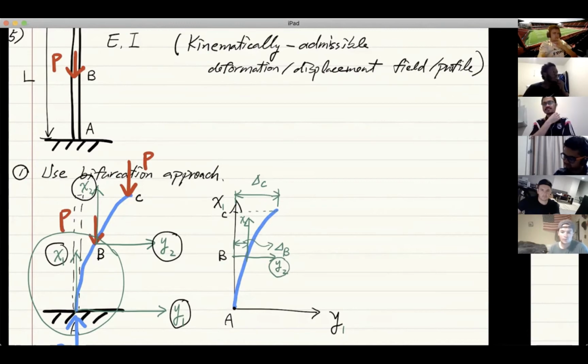Is it equal to delta B? Delta B is for x1, and x1 will end here. This is x1 and y1. So this is x1, this is y1, right? It's delta C minus delta B. Says who? That's y2 at L over 2.